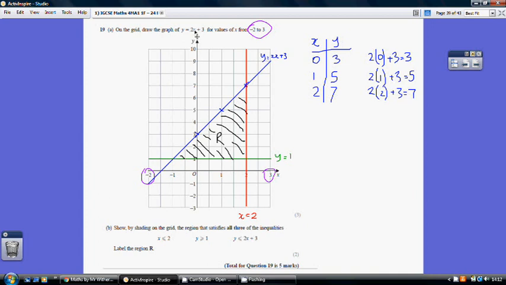2 lots of 0 is 0, add on 3, you get 3. So 0 add 3 is 3. So when x is 0, the y value I get is 3. And that's my first coordinate, 0, 3.